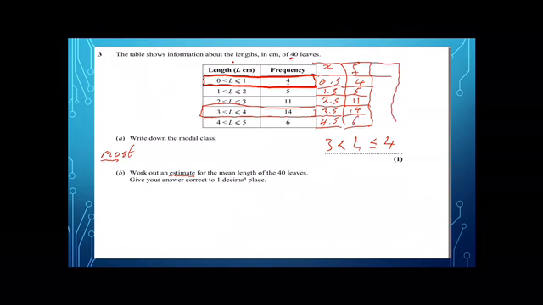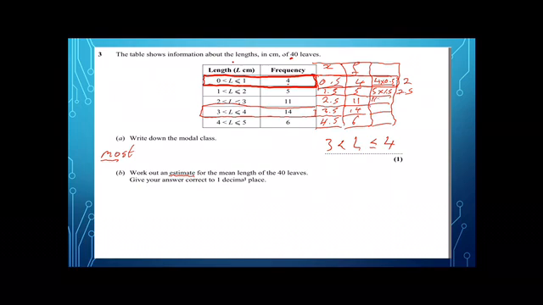Now to find the mean, we need to add them all together. So in this first part here, we have 4 leaves, each of 0.5 centimeter. If we add them together, we get 2, i.e. we do 4 times 0.5, and that gives us 2. Here we do 5 times 1.5, that is 7.5.